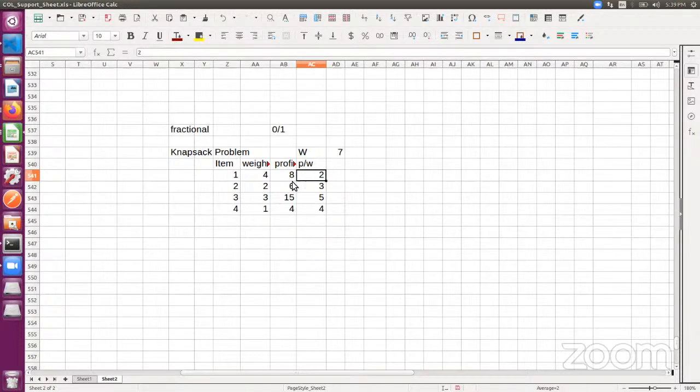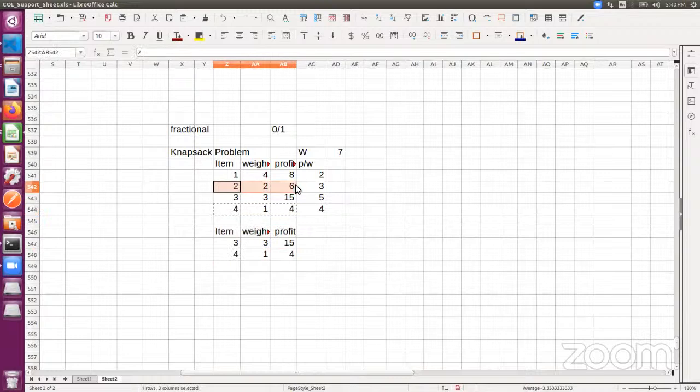Fine. Now we have found out the profit by weight ratio. Now let us do the greedy sequencing. The first item that would be taken is the third item. Second is the item with profit by weight ratio 4, so we'll take the fourth item. And then the second item, and then the first item.